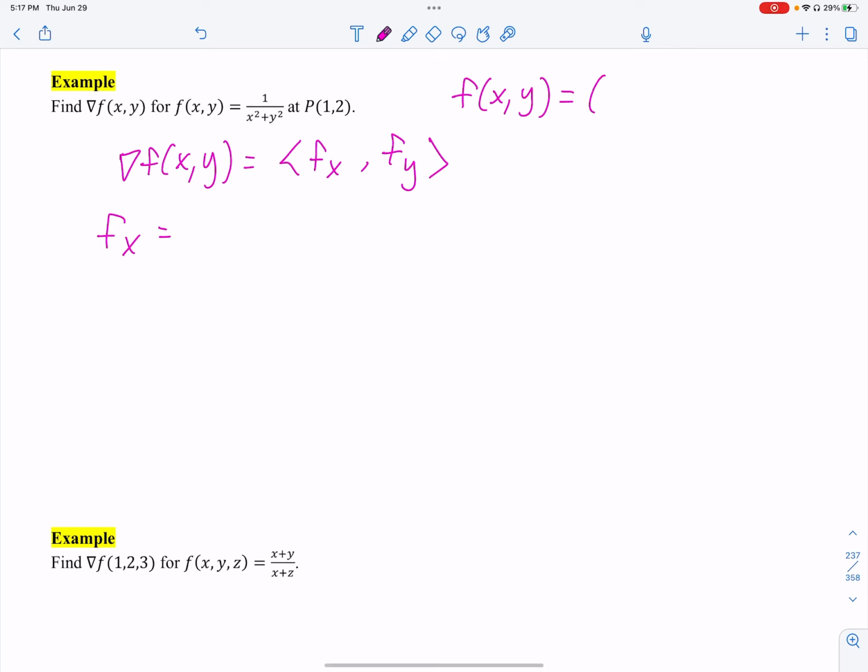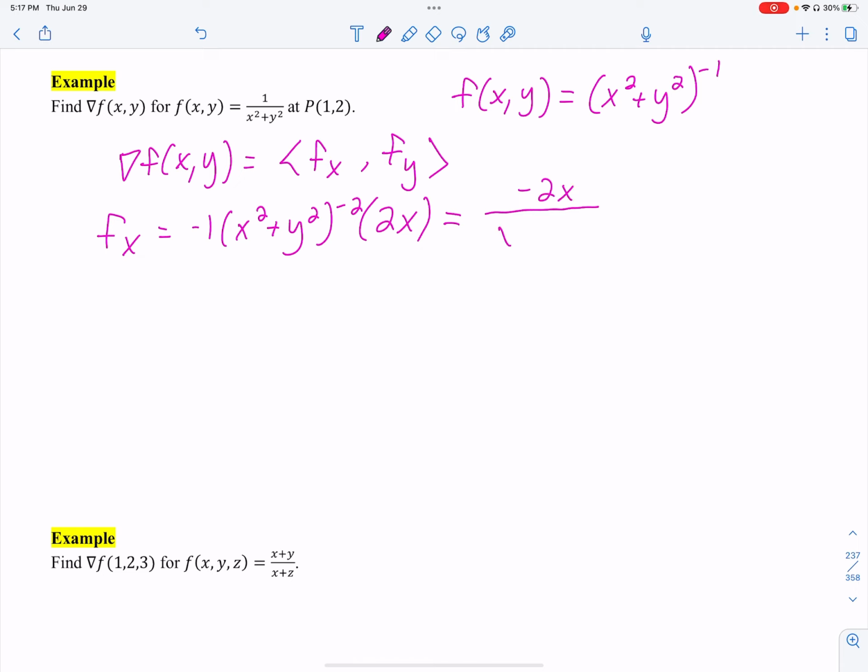You could use the quotient rule if you wanted to. I avoid that. I'm going to do this instead. All right, so the -1 comes down. The inside is left alone. I drop my power, which is -2, and I multiply by the partial derivative with respect to x of the inside, which is going to be 2x. This ends up being -2x over (x squared plus y squared) to the second power.